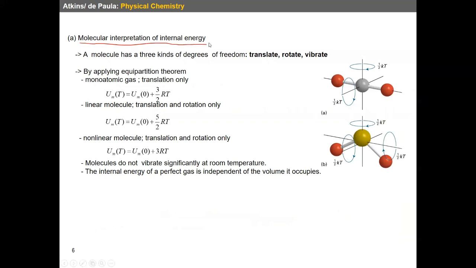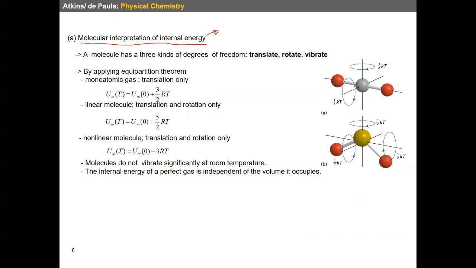How can we interpret this internal energy in terms of the molecular system? This is a way to explain it. This is not the most important point about internal energy, but we have to consider it if we want to dive into the tiny region of the system. If we want to consider molecular motion, then we have to think about the molecular interpretation of internal energy.